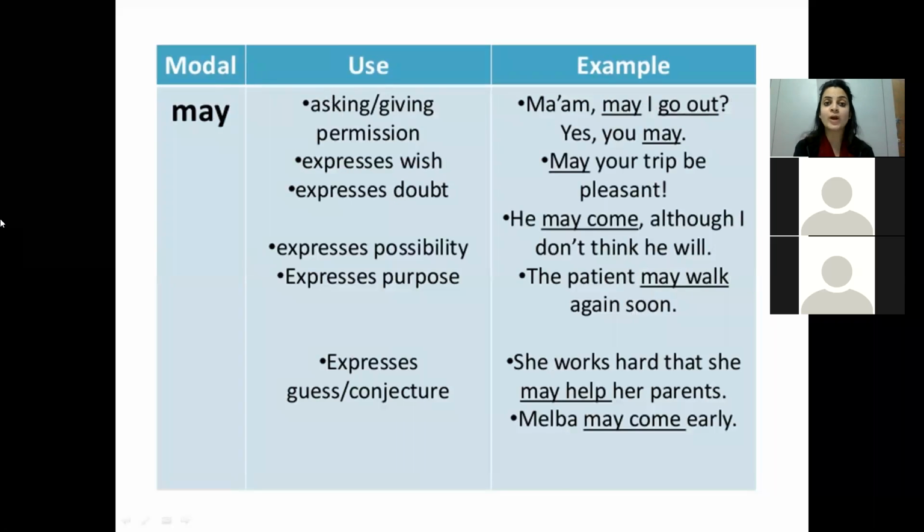May. May is used for asking and giving permission, expresses wish, expresses doubt, expresses possibility, expresses purpose, express guess or conjecture. For asking and giving permission, ma'am, may I go out? Yes, you may. May your trip be pleasant. It's a wish. Doubt, he may come, although I don't think he will. Possibility, the patient may walk again soon. Purpose, she works hard that she may help her parents. There's a purpose that she wanted to help her parents. And express guess, Melba may come early. When you're making a guess, for that also we use may.